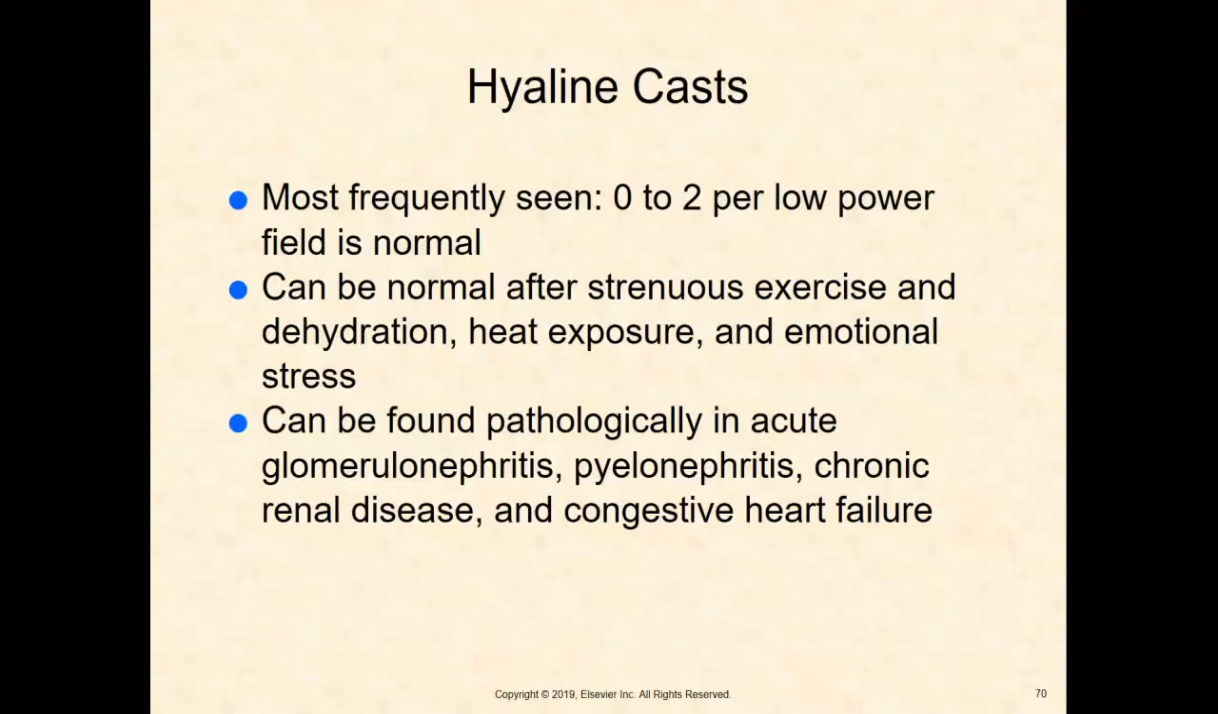So the first one that I mentioned was the hyaline cast. That was the one in the top left-hand corner. That was pretty see-through. These can be normal after strenuous exercise, maybe dehydration, a little heat exposure, and some stress. It can be pathological in acute glomerulonephritis, which is the inflammation of the kidney, pyelonephritis, which is an infection of the kidney, and renal disease and congestive heart failure. Congestive heart failure is very hard on the kidney. It adds a lot of pressure to it because the heart is trying as hard as it can to try and get blood through various vessels, and it's just really hard to force that blood through those, the glomeruli.